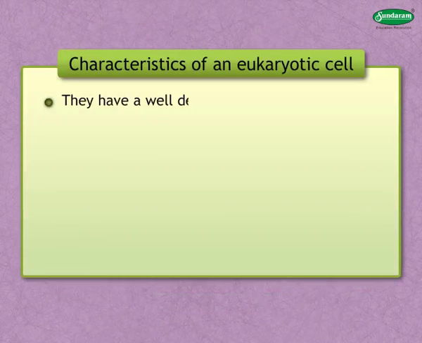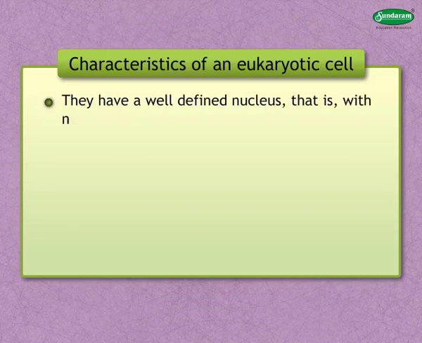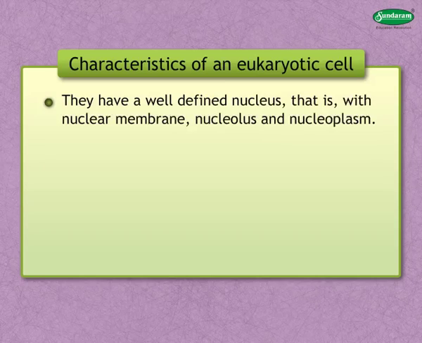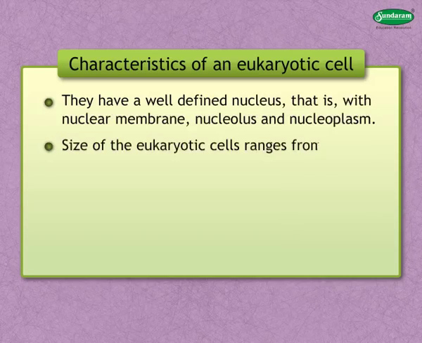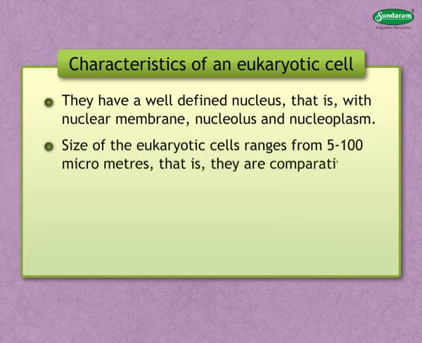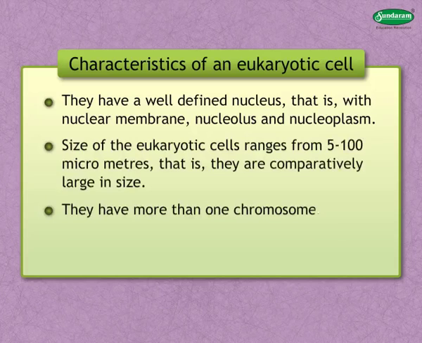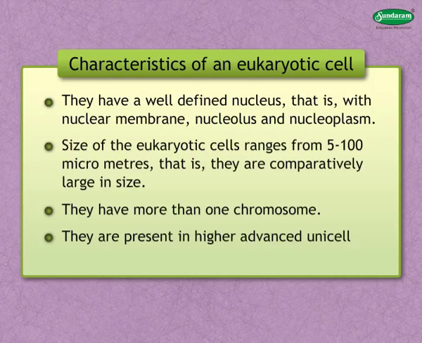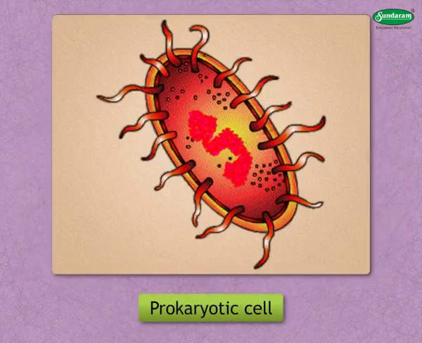They have a well-defined nucleus, that is, with nuclear membrane, nucleolus, and nucleoplasm. Size of the eukaryotic cells ranges from 5 to 100 micrometers, that is, they are comparatively large in size. They have more than one chromosome. They are present in higher advanced unicellular and multicellular plants and animals.